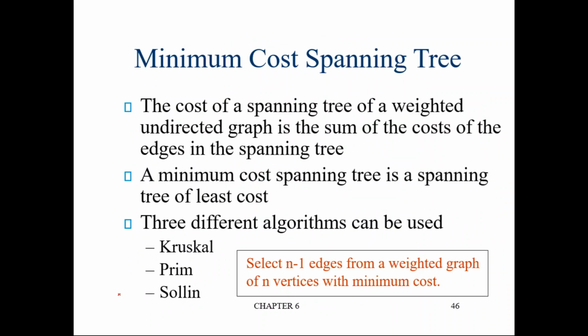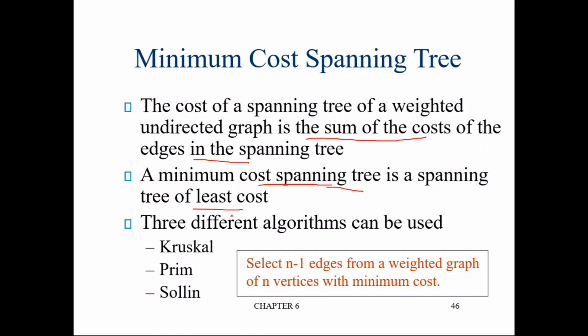So I think you are clear with minimal cost spanning tree. The cost of a spanning tree of a weighted undirected graph is the sum of the cost of the edges in the spanning tree. The minimum cost spanning tree is a spanning tree of least cost. So this is the definition.